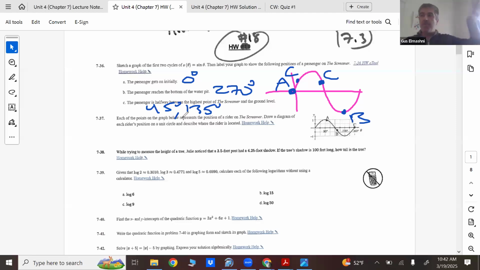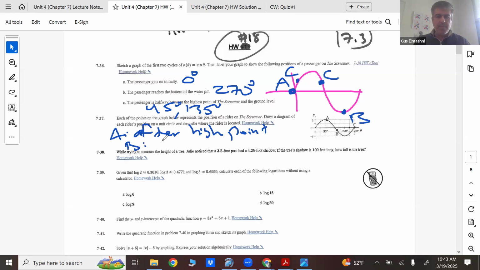Okay, anyway, so we're on 736. So John, you understand how we got those? Yeah. Okay. Now for 737, it's the same thing, but now you have to write words. So A would be after the high point. After each high point, that's why I put A. B would be underground. C would be back at the ground. That's how I describe that.